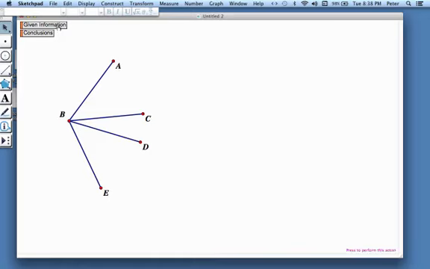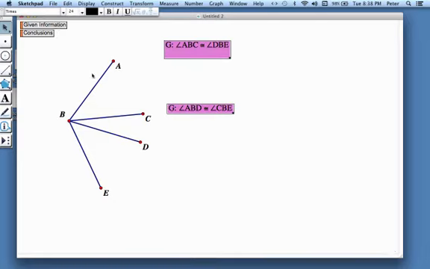Try to come up with some conclusions with the following given information. Come up with one conclusion if you know that angle ABC is congruent to angle DBE. And then pause the video while you come up with a conclusion if you know angle ABD, the larger angle, is congruent to angle CBE, the larger angle. Okay, go ahead and pause it and come up with a conclusion for each.